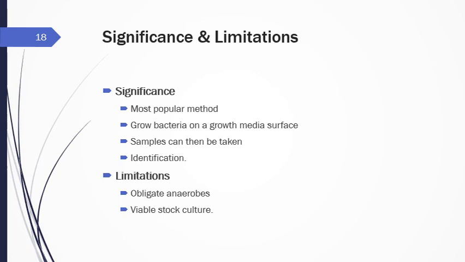Streak plating is a microbiological laboratory method that has two major disadvantages. Firstly, users will not be able to grow obligate anaerobes using this method. Secondly, only organisms that were viable in the original sample are able to be grown.